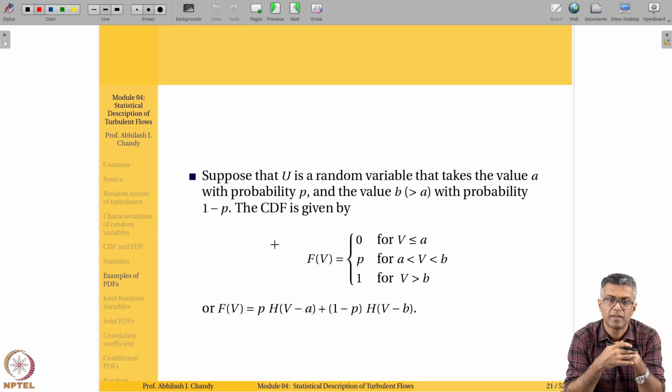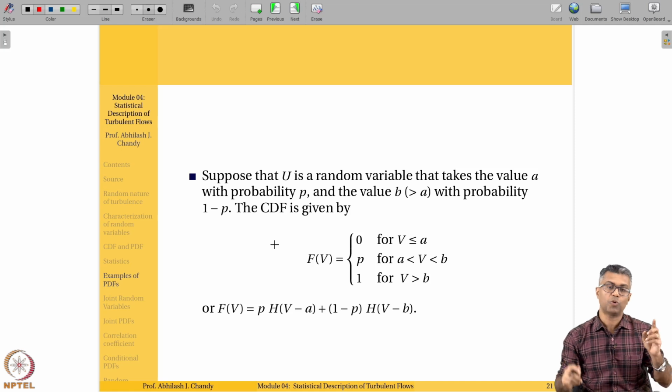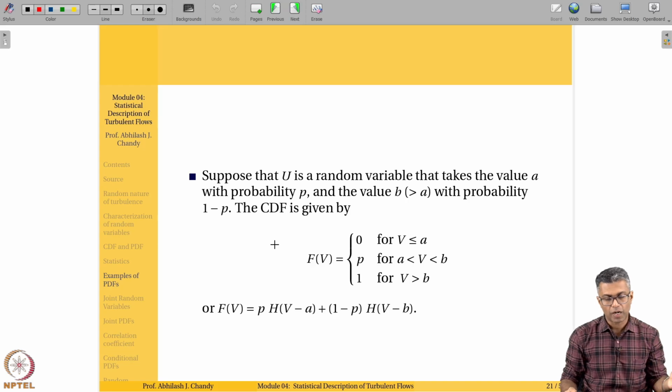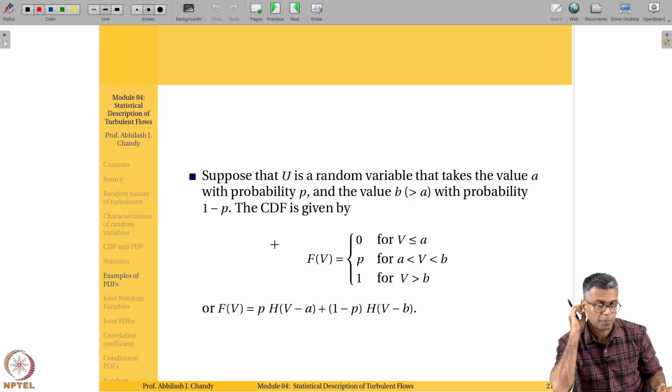Now let's say you have a random variable that takes a value of a. I'm showing another example here that takes a value of a with a probability p and a value b, which is greater than a, with a probability 1 minus p. Okay, so it can only take two values, a and b. Obviously, if it takes one of them with a probability of p, the other one it will take with a probability of 1 minus p.